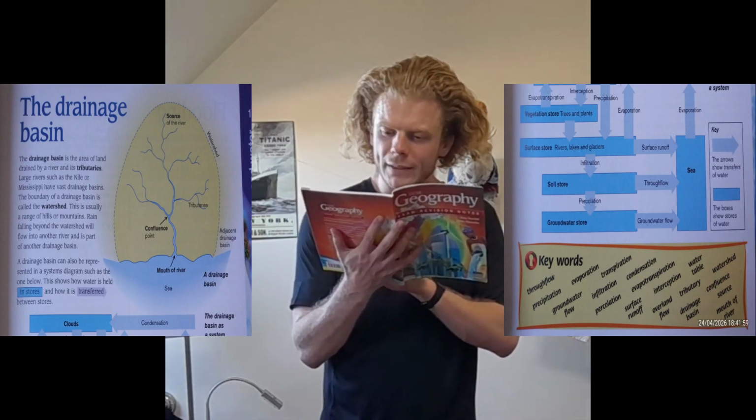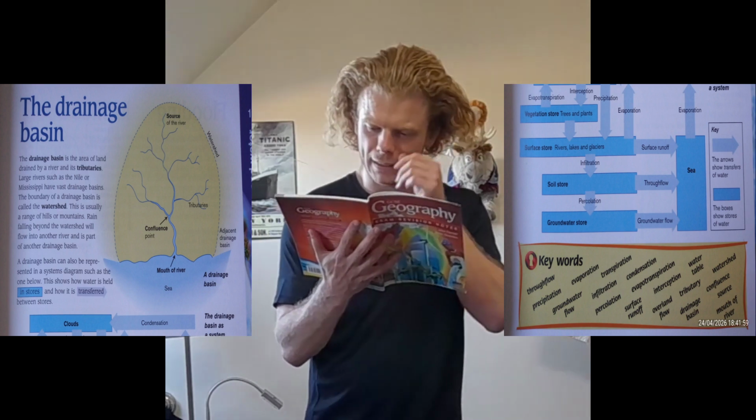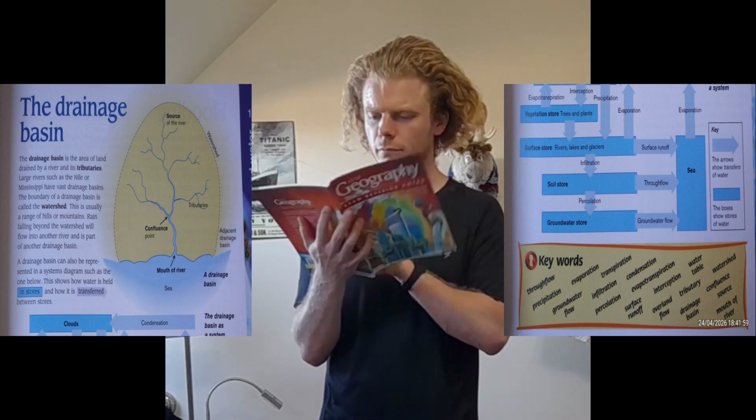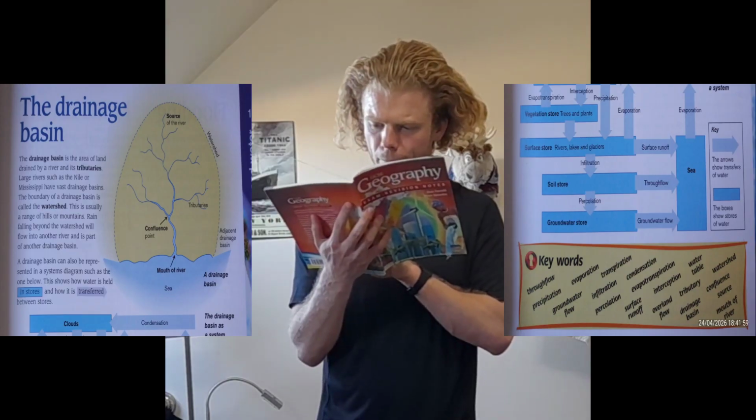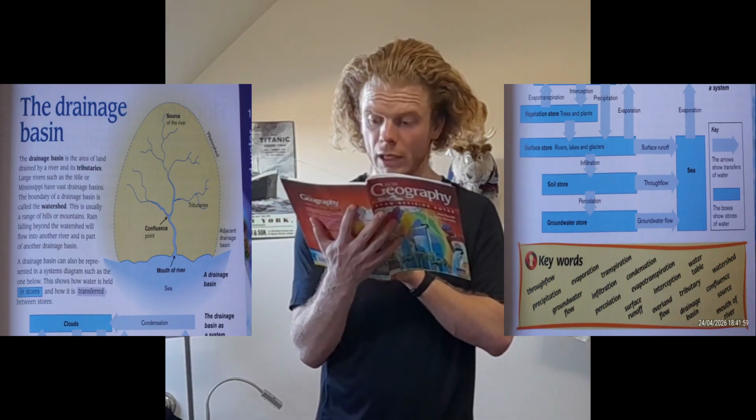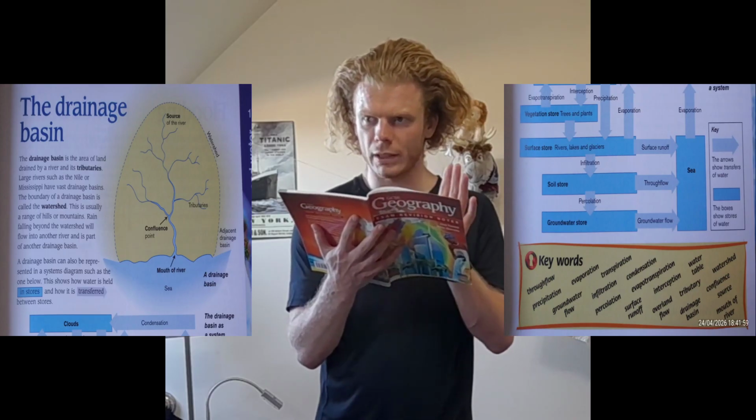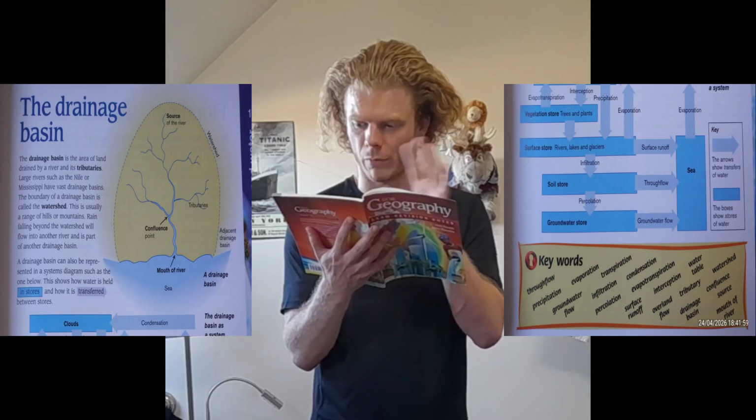A drainage basin can also be represented in a systems diagram, such as the one below. Okay. This shows how water is held in stores and how it is transferred between stores. Okay, so there's water, and sometimes the water goes from one place to another one.